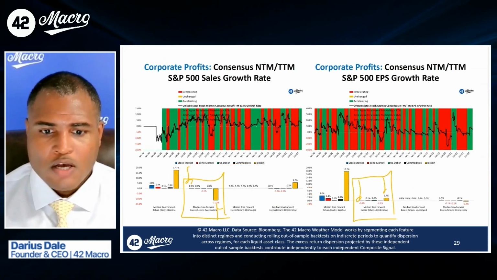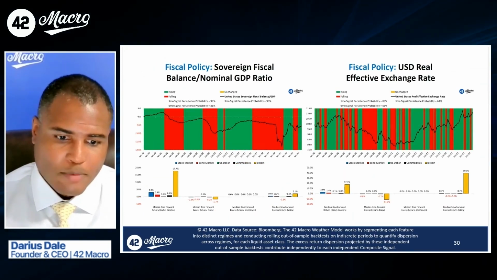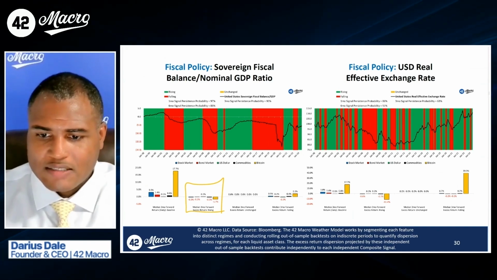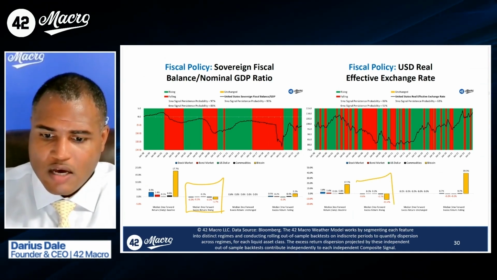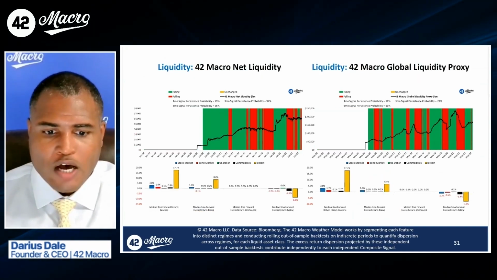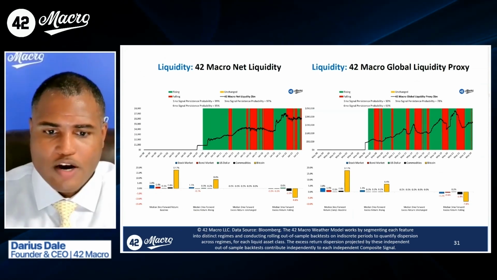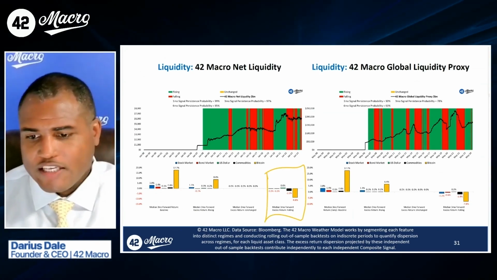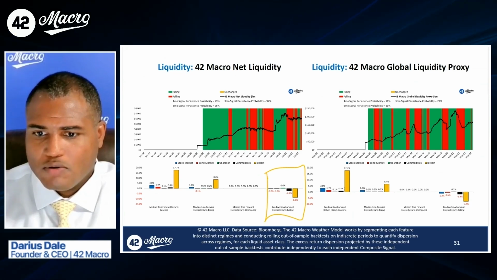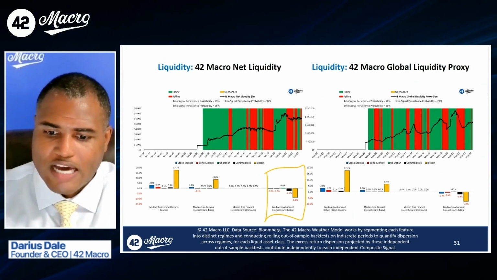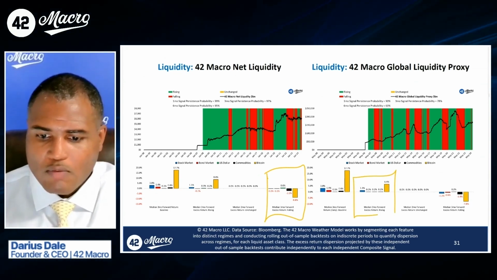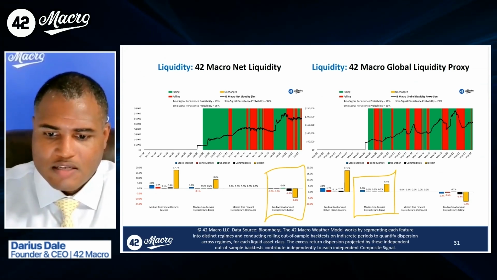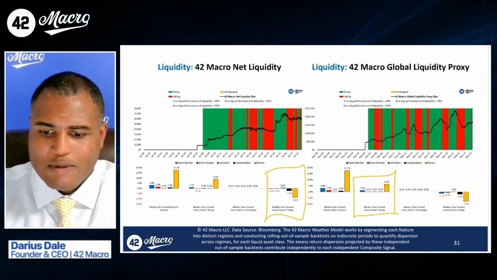Keeping it moving here, sovereign fiscal balance to nominal GDP ratio is trending higher, so it's projecting the rising excess return back test into the composite signal, as is the U.S. dollar real effective exchange rate. 42 macro net liquidity, that's U.S. liquidity, is currently trending lower, so it's projecting the falling excess return dispersion back test into the composite signal. The global liquidity proxy is trending higher, so it's currently projecting the rising excess return back test into the composite signal. So it sounds complicated, but it's about as simple as it gets.